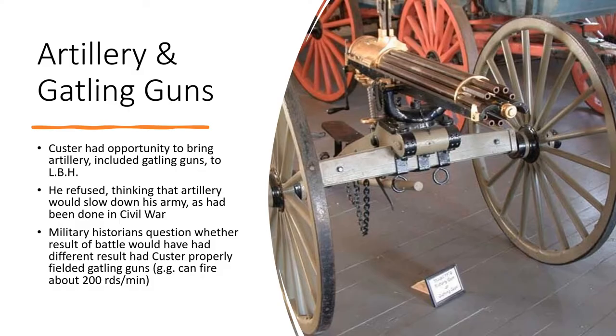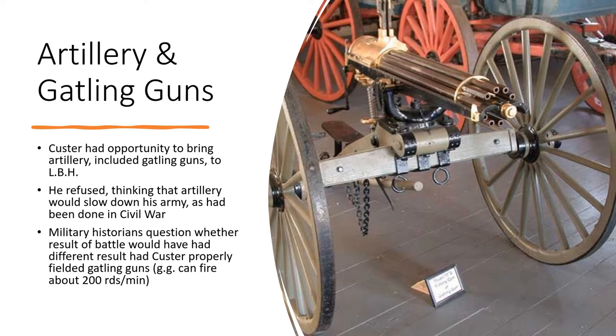Also contributing to Custer's defeat was his lack of artillery, which would have negated the fact that he was significantly outnumbered, particularly the Gatling gun. The Gatling gun was the first machine gun developed. It was operated with this crank, and rounds are shot through this magazine at the top. And the Gatling gun can fire at least 200 rounds per minute. Later versions could fire more like 350.